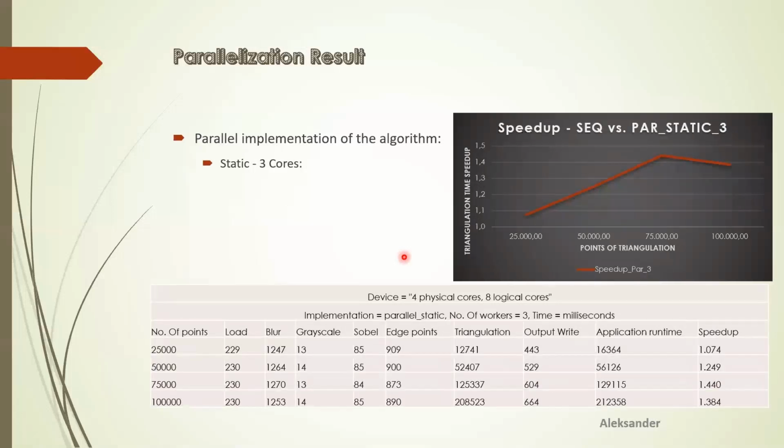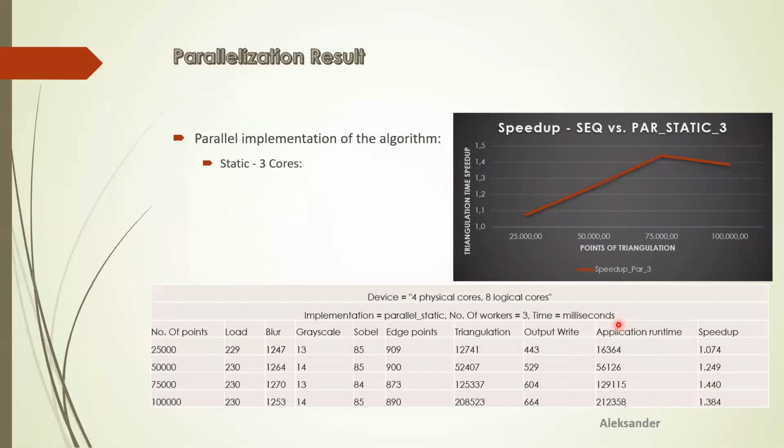For static scheduling with 3 cores, we got a similar graph. Again, the speed up is slowly increasing. We see that it's increasing significantly more when we reach 75,000 points. We reach a speed up of 1.4. Then it drops as we reach 100,000 points and get a speed up of 1.384. This is with 3 cores.